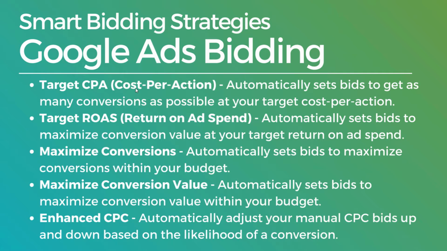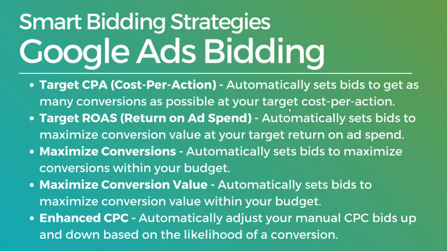Target CPA is target cost per action that automatically sets your bids to get as many conversions as possible at your target cost per action. If I'm selling a $100 course and I know that every time I sell that course, it drives me $100 in revenue, I want to drive sales to that course for $50 or less. I set a target cost per action in my Google Ads account for my bidding strategy saying, I want you to set my bids automatically to drive sales of my course at $50 or less. So that is where you would want to use target cost per action, is basically understanding how much a key action on your website is worth to your business and setting that target CPA at a lower level than that so that you're actually profitable.